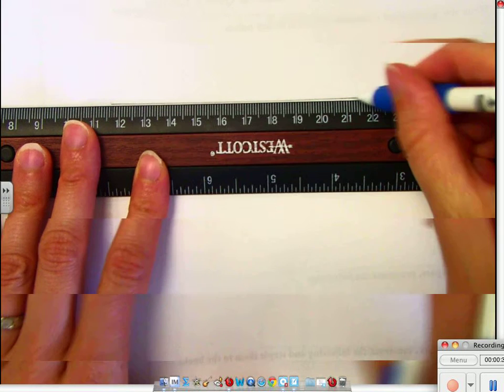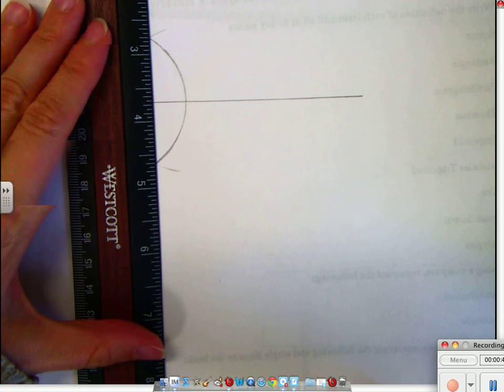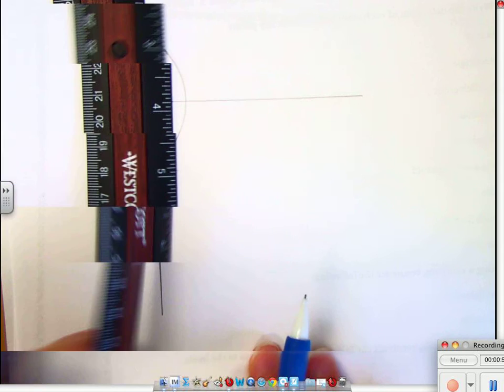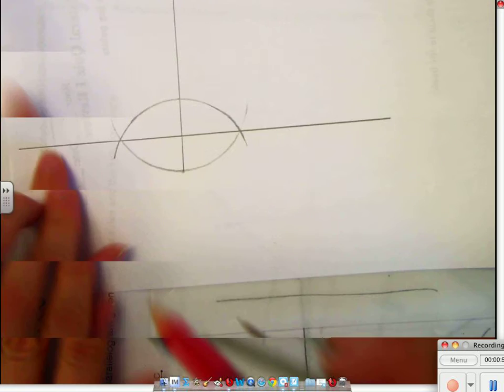Okay, so I'm going to draw a straight line, and then I'm going to make a parallel line. So first I have to draw a perpendicular line, because, ladies and gentlemen, if you have two lines that are perpendicular to the same line, they are what to each other? Parallel to each other. They're not congruent. They're parallel to each other.